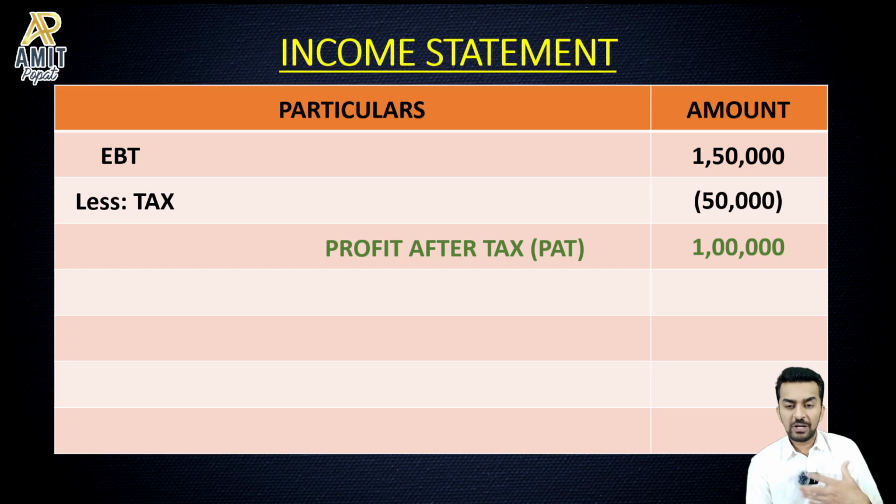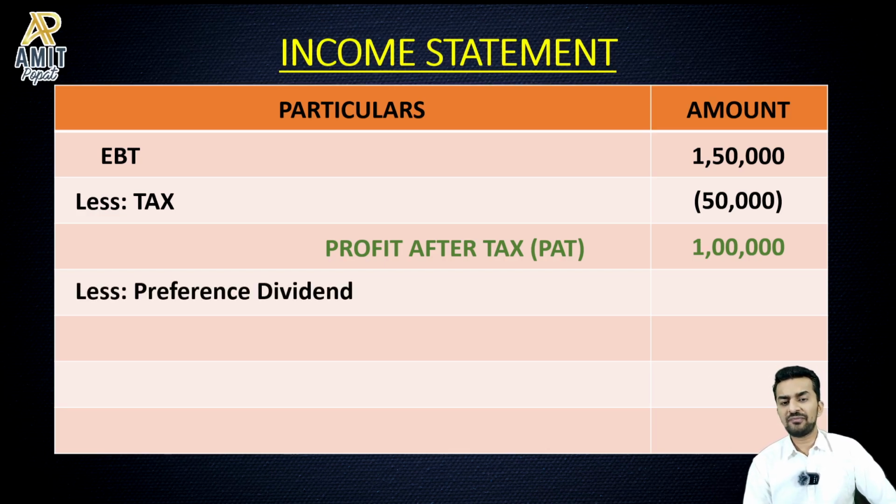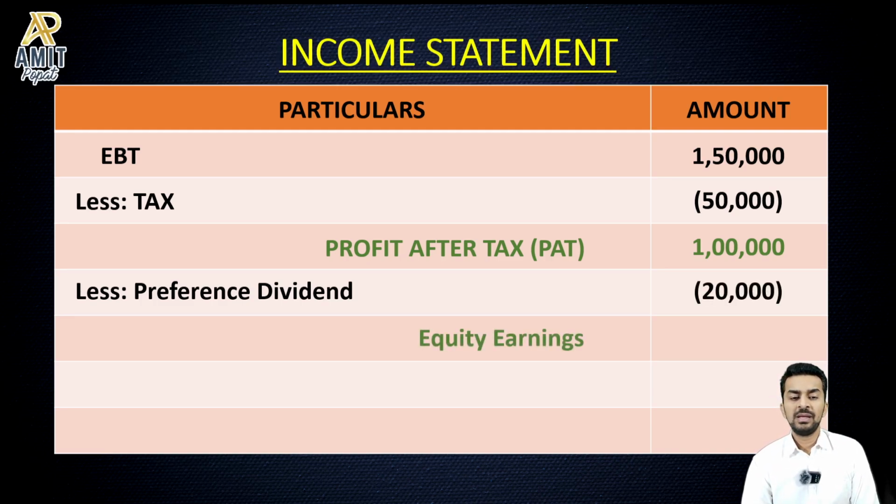That is 1 lakh. Now profit after tax in a company form is available for shareholders. In case of a proprietary or partnership business, it is available for partners or proprietors. But we're going to analyze the financial statements of companies only, because we're going to invest in listed companies. So from profit after tax, the first priority goes to the preference shareholder. First, we have to pay preference dividend before we pay anything to the equity. Let's say I paid a preference dividend of 20,000 rupees. Then I'll be left with 80,000 rupees, which is called equity earnings.